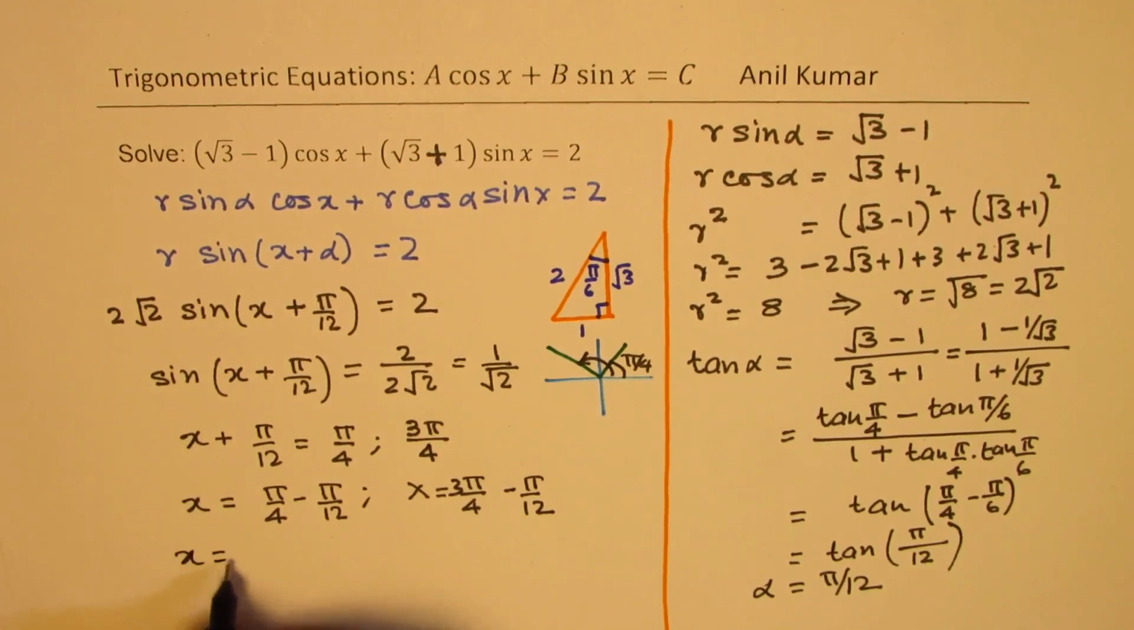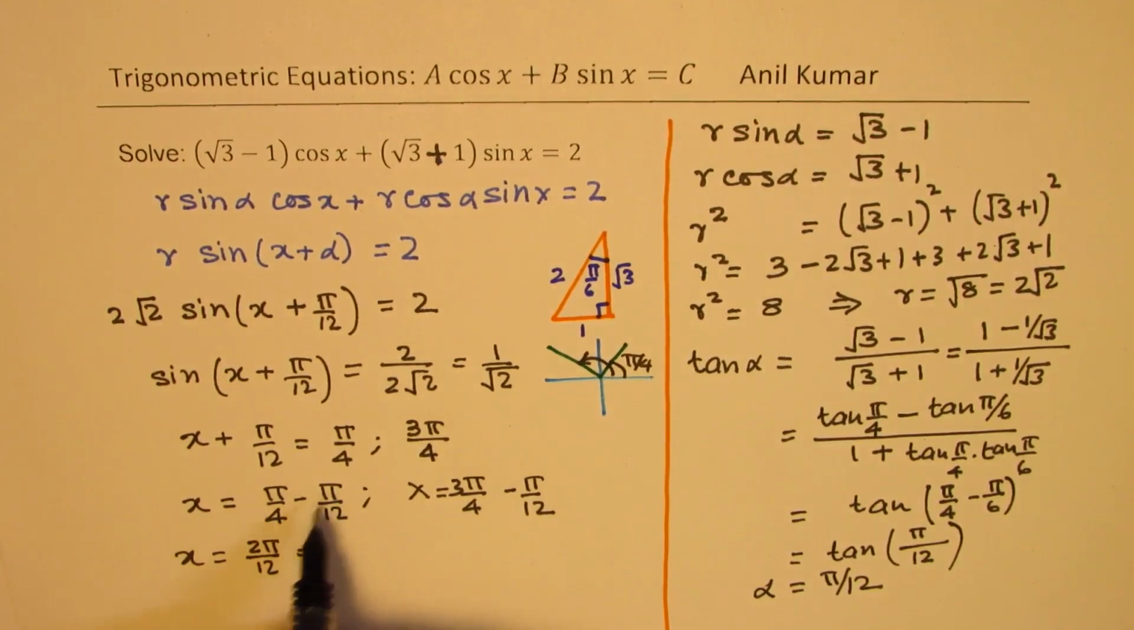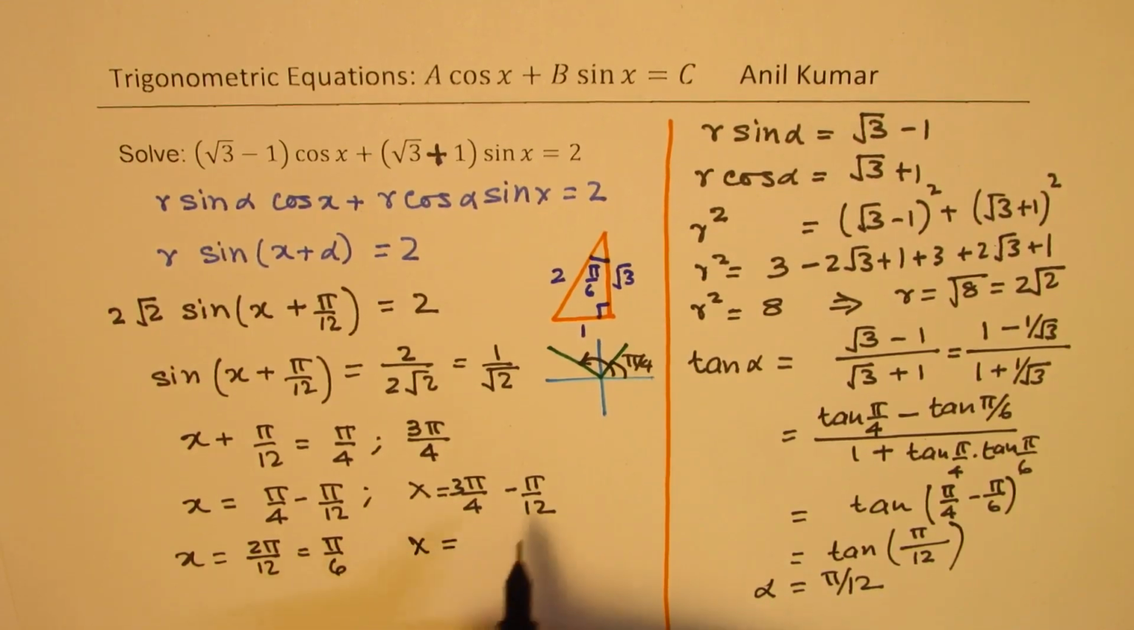So the first one gives us, taking 12 as the common denominator, 3 minus 1 is 2, 2 pi by 12, or pi by 6, correct? In this case, we get x equals 9 minus 1 is 8, so we get 8 pi by 12. 3 times 3 is 9, right? Taking 12 as common denominator, 9 minus 1 is 8. And you can now divide by 4, so 4 times 2, so 2 pi by 3. So those are the two solutions.